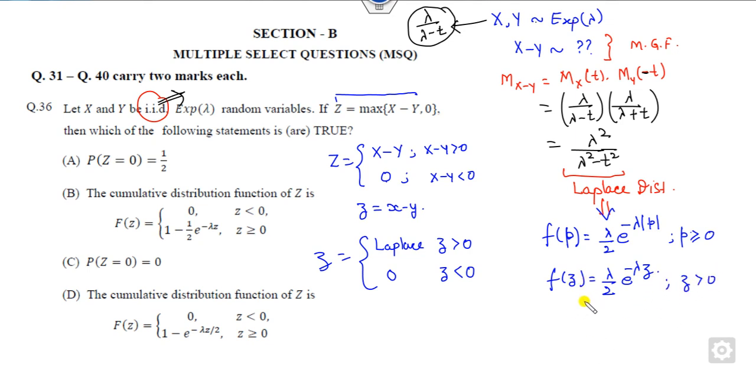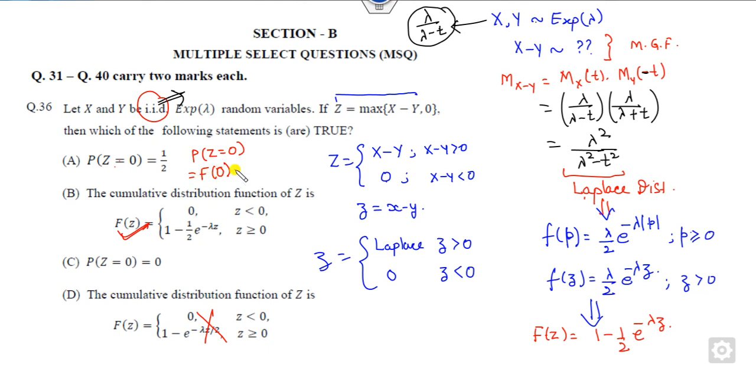Now how can you find the CDF? You can easily find the CDF of this. What is the CDF of the Laplace distribution? The CDF of the Laplace distribution is 1 minus half e raised to power minus of this. So you can see this option is the correct option. This cancels out. Now what about this? So I can write this PDF in terms of the CDF. So how can you write this in terms of the CDF?